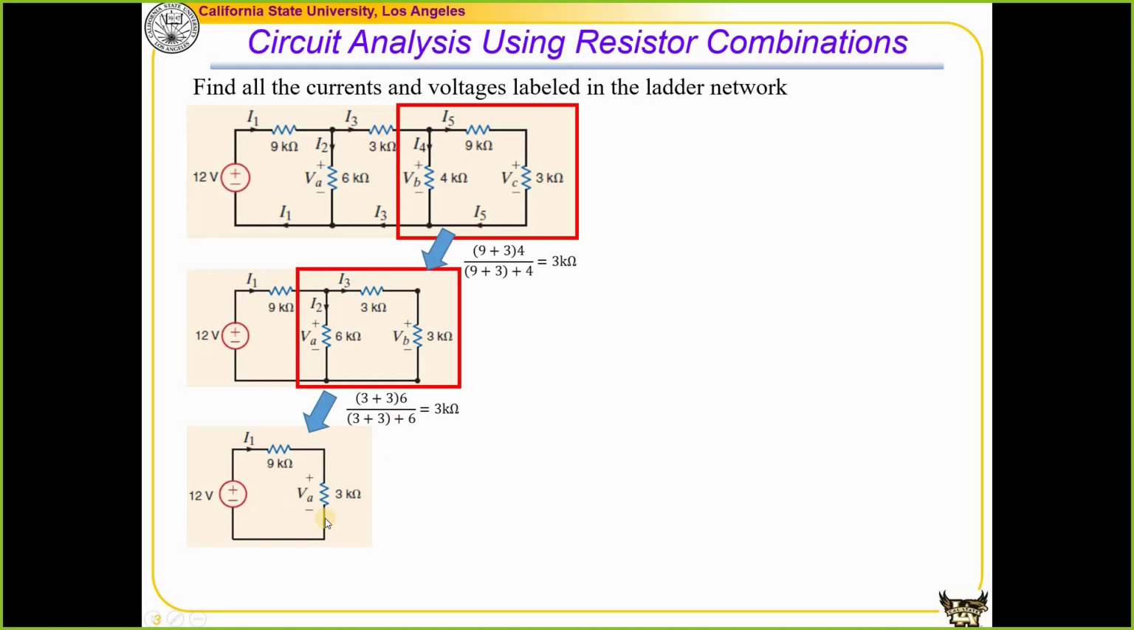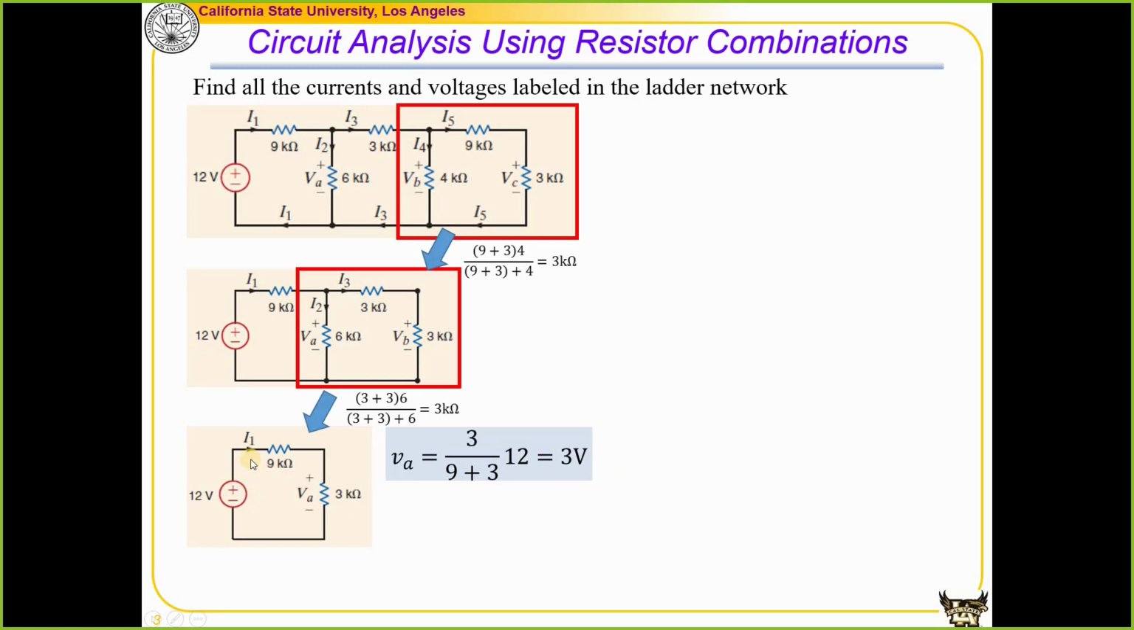But we can solve I1 and VA pretty easily from this network, right? Because in this network there is a 12 volt source applied on these 2 resistors in series. And we already learned how to find the voltage and current for this voltage division circuit. VA is a part of these 12 volts and depends on the ratio of these 2 resistors. So that is 3 over the total resistance, 9 plus 3, times 12 volts. That will give us 3 volts.